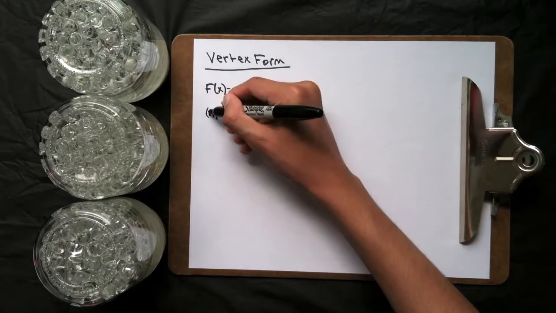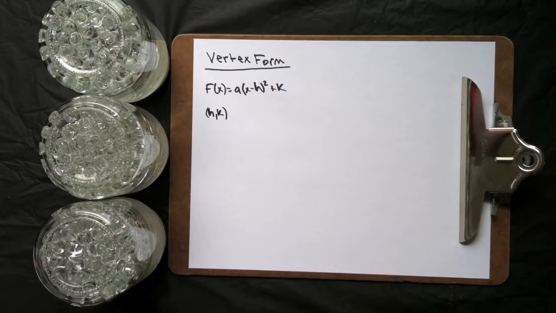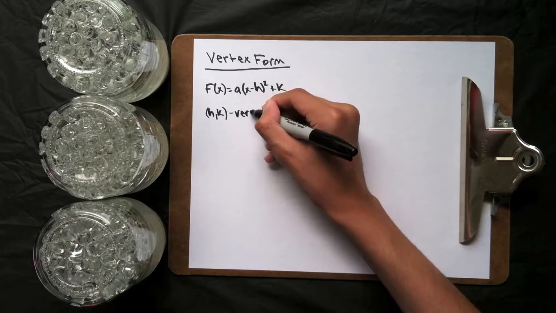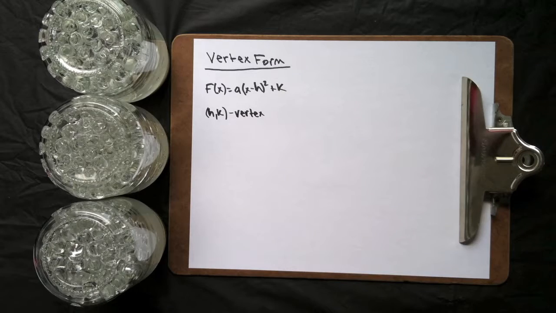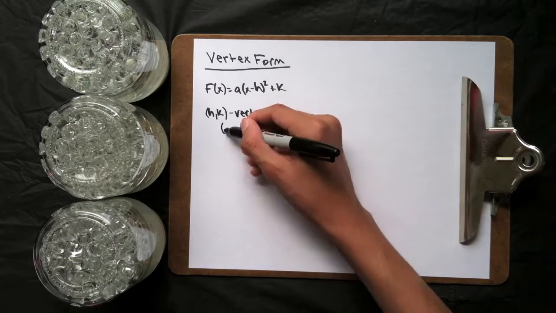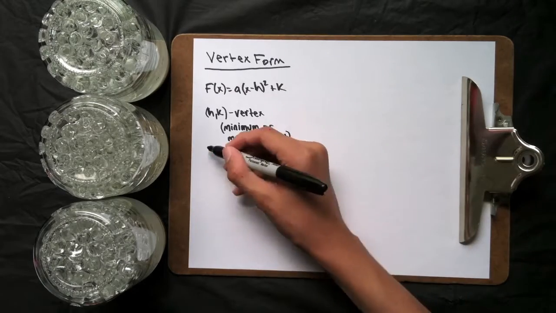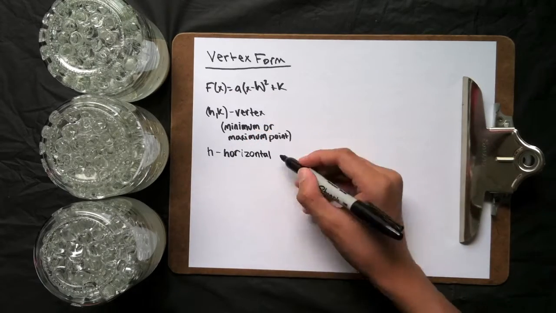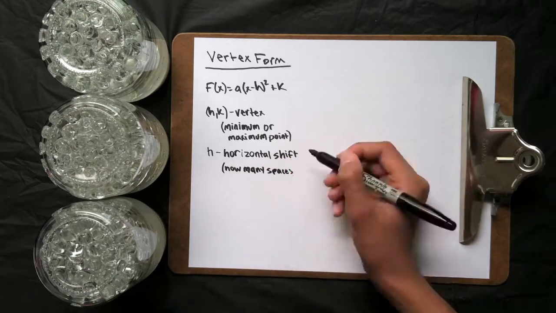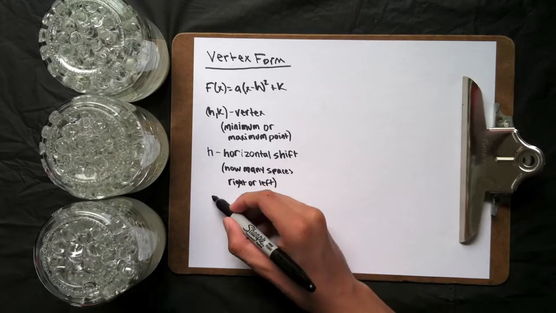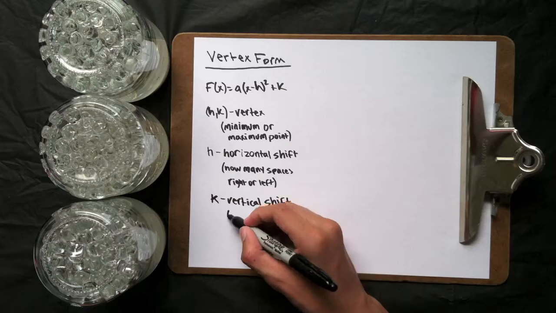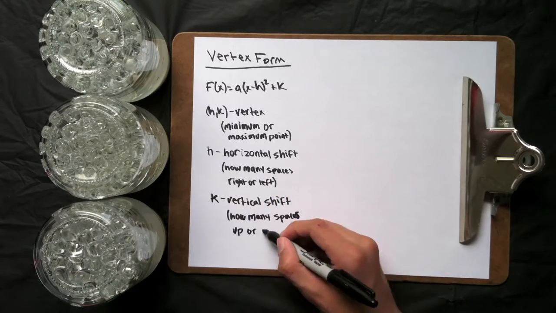First, h comma k is the vertex. The vertex is the minimum or the maximum point. H represents horizontal shift, how many spaces right or how many spaces left. K represents vertical shift, how many spaces up or how many spaces down.